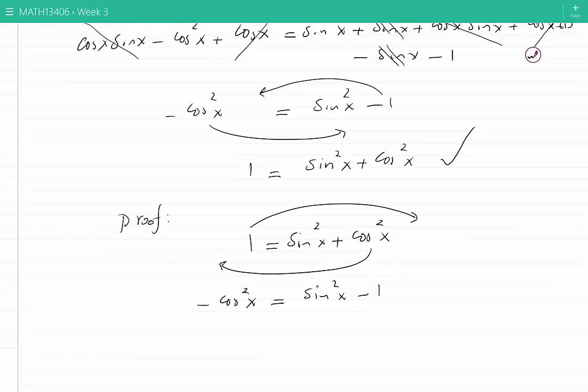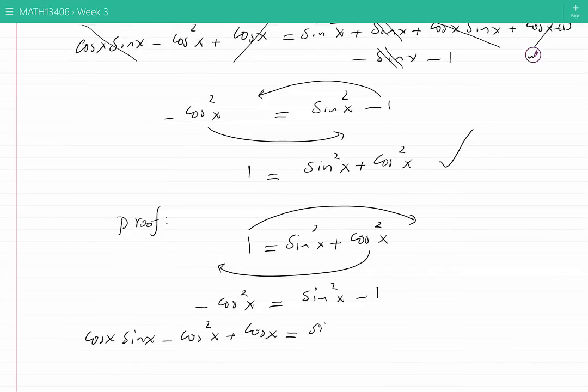Now I'm going to add cos x to both sides of this equation, and then cos x sin x to both sides of the equation, and on the right hand side I'm going to add a sin x and the minus sin x. I'm going to have cos x sin x minus cos squared of x plus cos x equal to sin squared of x plus sin x plus cos x sin x plus cos x minus sin x minus 1.